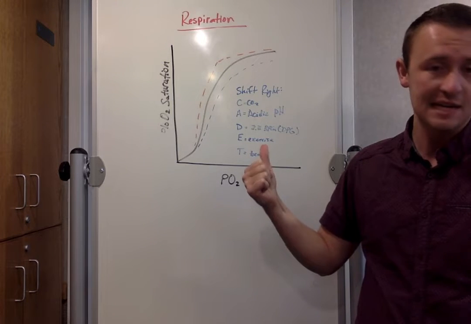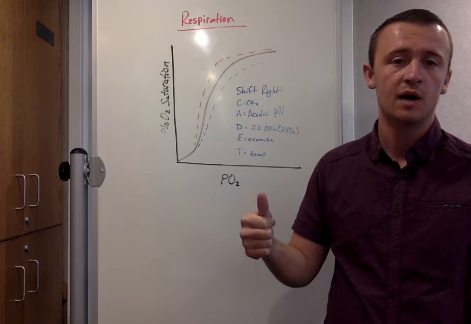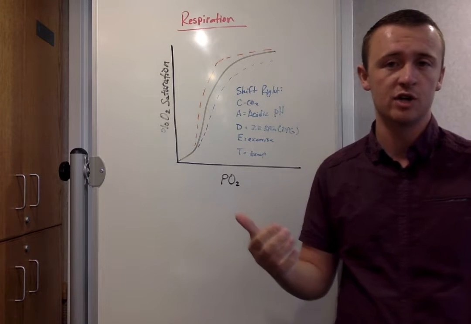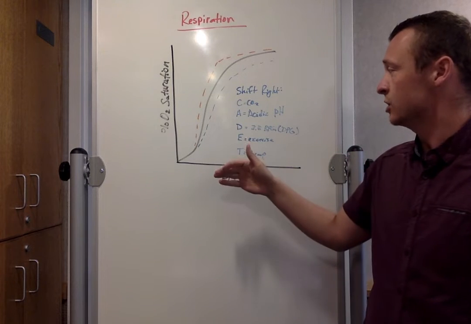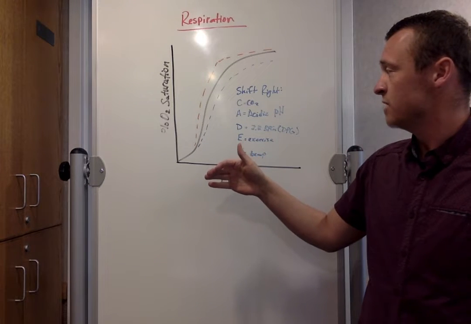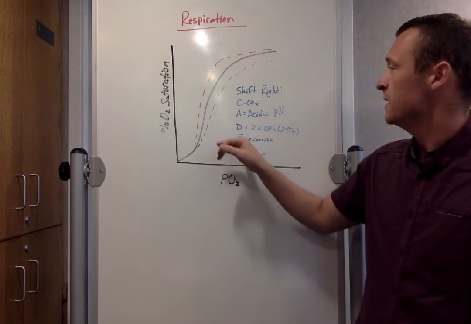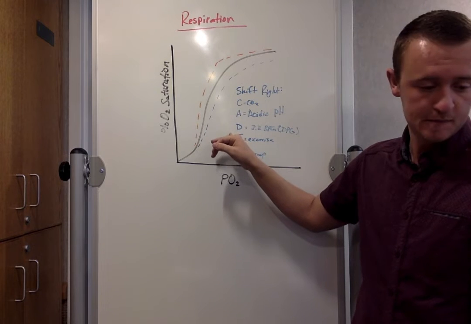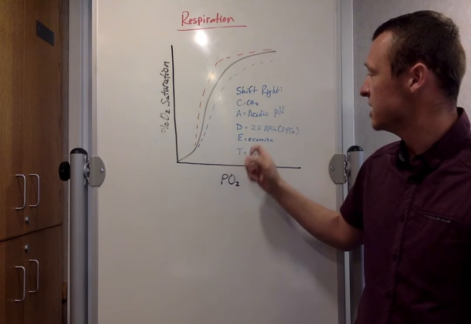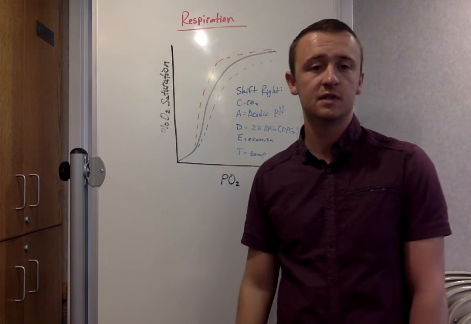So if we have a decreased pH, we have an increased hydrogen ion concentration, then we shift to the right. If these things decrease, so if we have an increased pH, that one's the confusing one, that's the oddball out. If we have a decreased CO2, a decreased temperature, decreased 2,3 BPG, we'll move to the left.